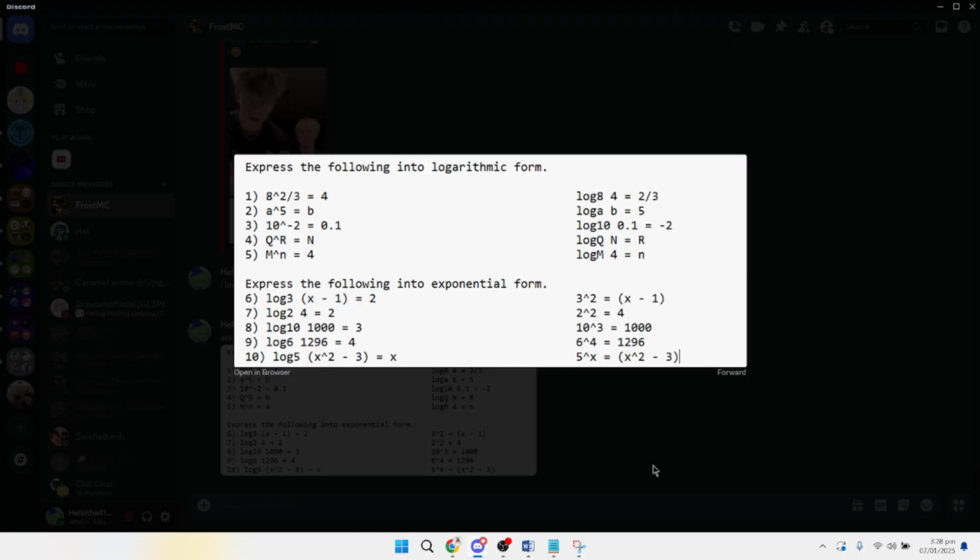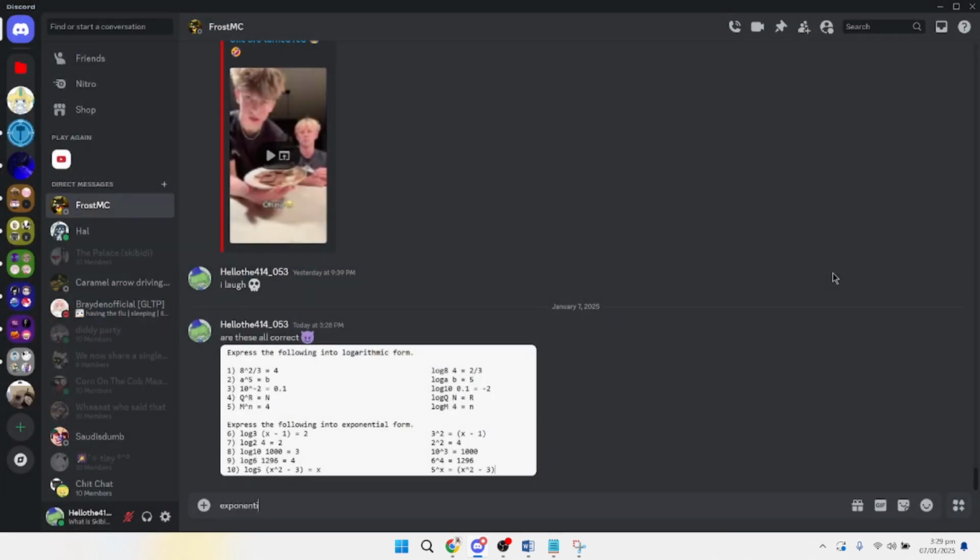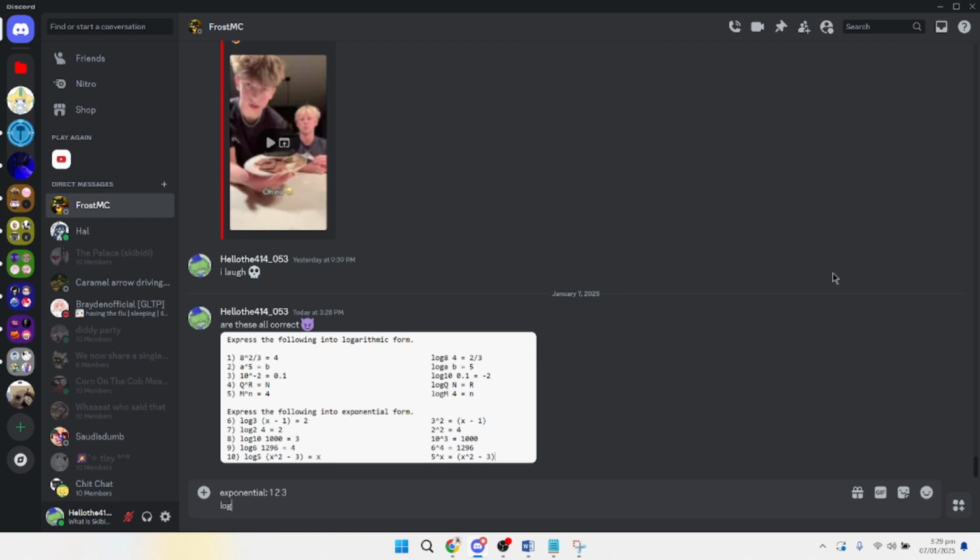The only life hack you should really do is whenever you're converting exponential to log form, the order of the numbers or variables given in the exponential form, let's just name it 1, 2, 3. If you're in the log form, then it will be 1, 3, 2. Yeah, the 2 and 3 are switched.